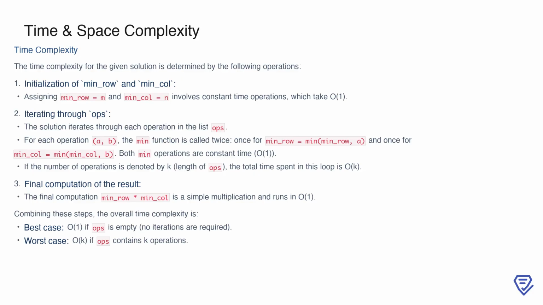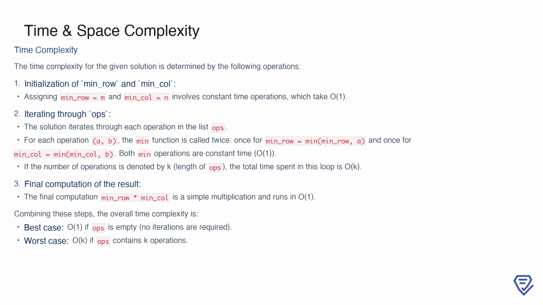To analyze the time complexity of our solution, we start with the initialization of 2 variables, min_row and min_col. These are straightforward assignments, each taking constant time, or O(1). Next, we iterate through the list of operations, ops. For each operation, we calculate the new minimum row and column indices using the min function, which has a constant time complexity per call. Since there are 2 min operations for every entry in ops, the total time spent in this loop is proportional to the number of operations, denoted as k. Finally, the result is calculated as the product of min_row and min_col, which is again a constant time operation.